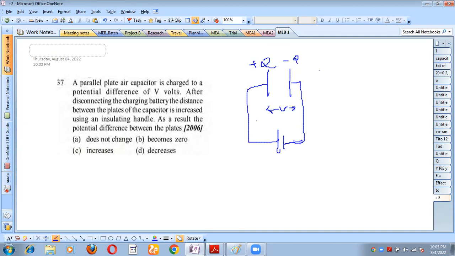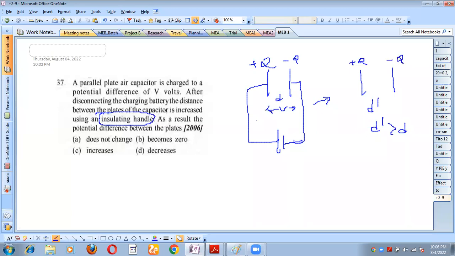After disconnecting the charging battery, the distance between the plates of the capacitor is increased using insulating handles. So what happens is, now we disconnected the battery and the distance between the plates increases. Suppose this is D, now it becomes D dash. So D dash is greater than D, and using insulating handles means the charge remains the same. No other charge has been given, right? So charge remains the same.